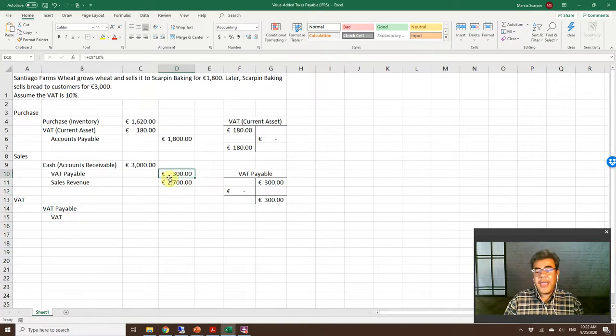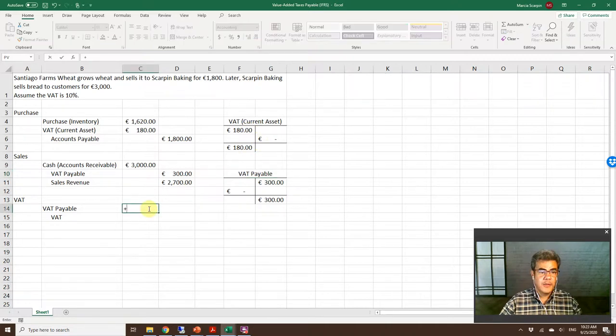However, I will not pay 300 euros because I already paid 180 to Santiago Farms. So I will pay only the difference. So we need to balance here. And we have two VAT accounts, VAT current asset and VAT payable current liability. We close the lowest balance. The lowest balance is 180. So debit VAT payable and credit VAT current asset, 180 here.